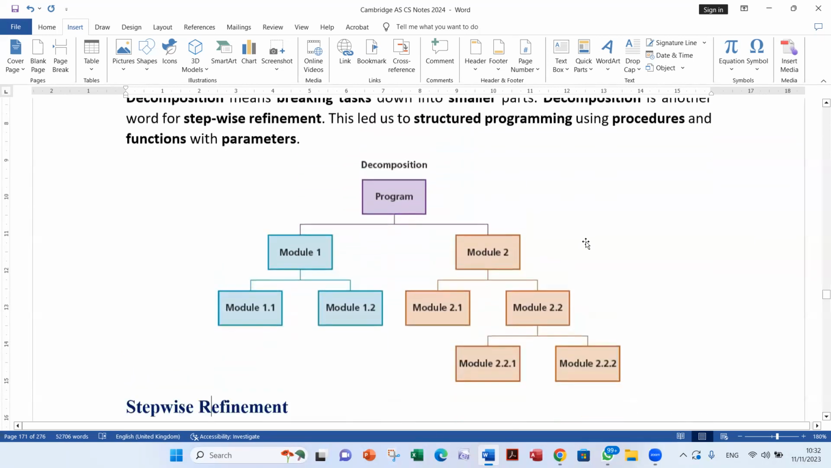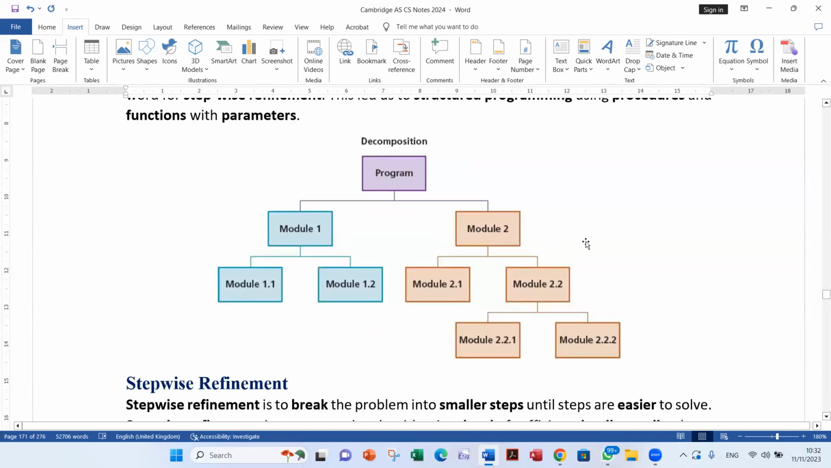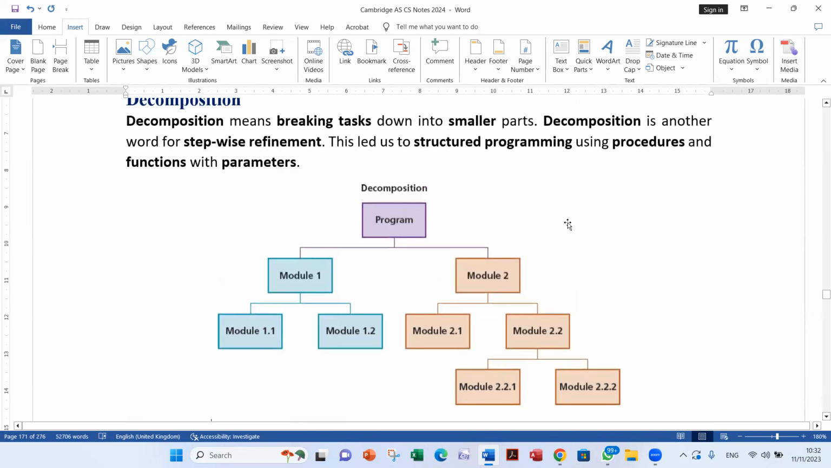This leads us to structured programming. This is very useful. Cambridge is teaching you very good programming practices, not just programming. So you structure your program into modules. These have so many benefits.